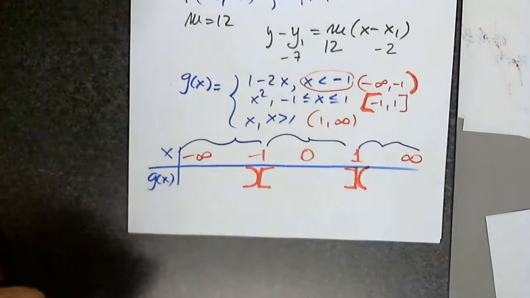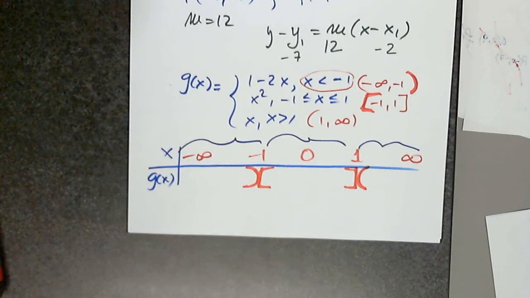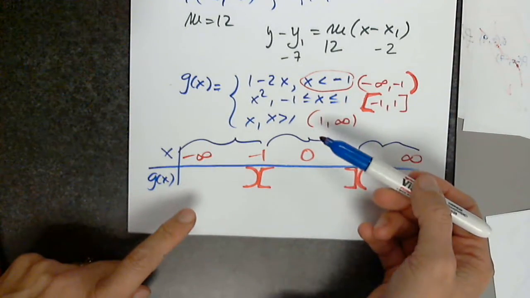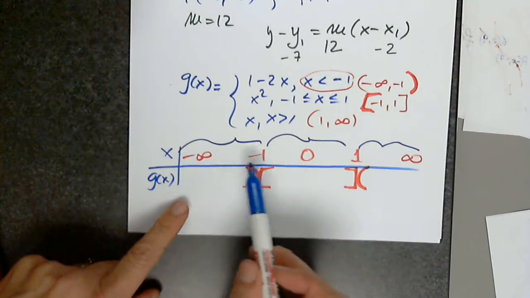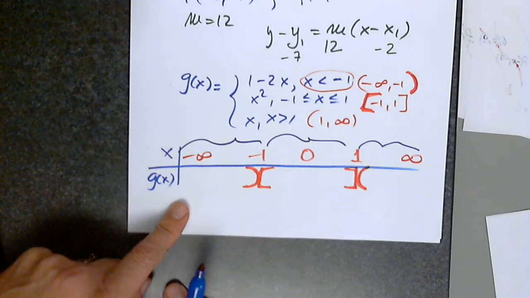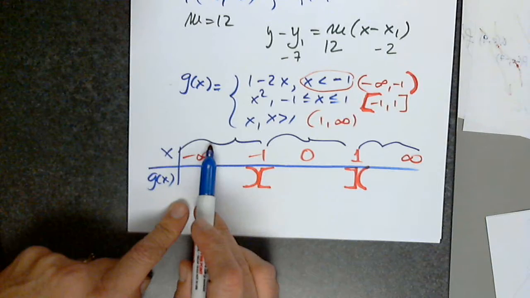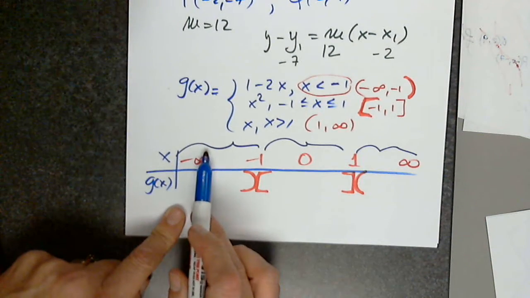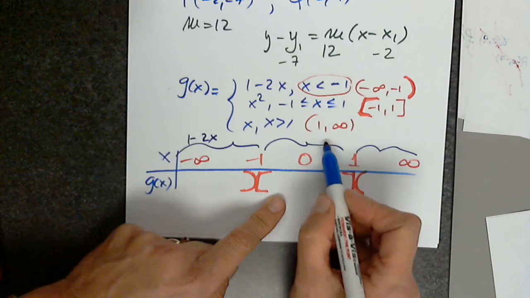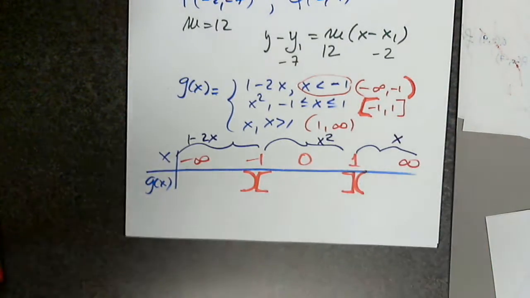I know it's an overkill, but I would like to have it right there. These don't have to be in order. So that's why I need to make sure that I'm using the correct piece on the correct interval. So which function do I use for negative infinity to negative 1? I agree. Which function do I use for the middle? I agree, and x. Perfect.